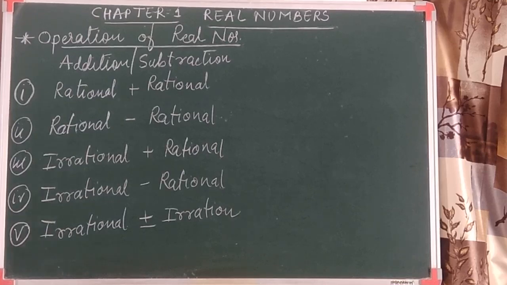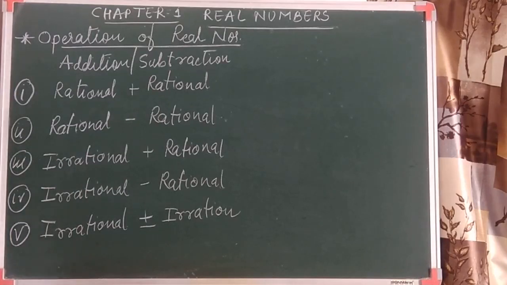with a very important topic, that is the operation of real numbers. We have already discussed the rational numbers and irrational numbers, and the combination of rational and irrational is called real numbers. So today the topic we are going to discuss is one of the most important topics about the real numbers. So let's see what it is.